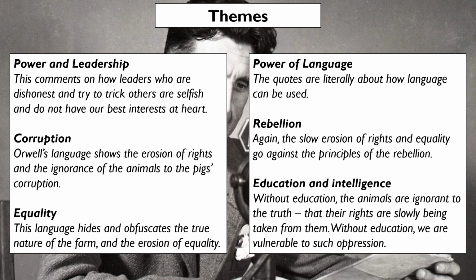If rebellion comes up as a question, very similar to other quotes, this is all about the erosion of rights, how equality and other aspects of the animals' lives have been taken by the pigs, and it goes against the principles of the original rebellion. And then education and intelligence. Without education, the animals are ignorant to the truth. Their rights are taken from them. Orwell is arguing without education, we're vulnerable to oppression. And those are probably the biggest quotes that you'll want to revise for Animal Farm.